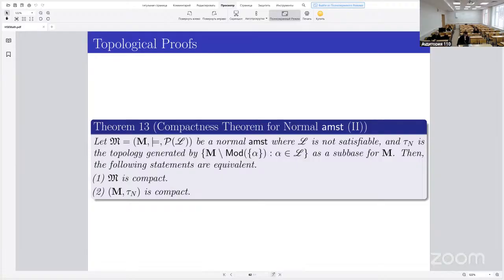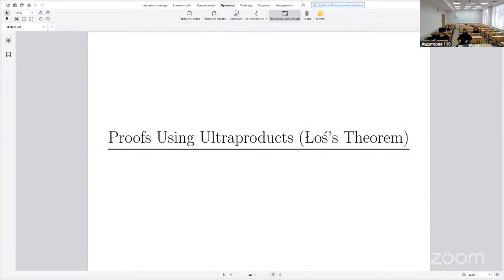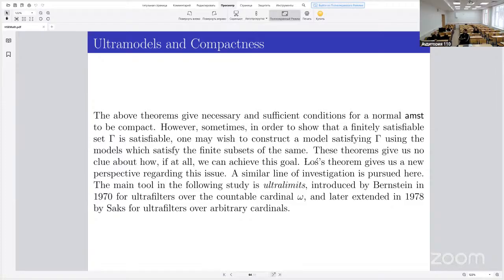Okay, so this, and then moving on to the ultraproduct proofs. The above theorems, these characterizations, I mean the two equivalences of compactness, give necessary and sufficient conditions for a normal MST to be compact. However, in order to show sometimes that a finitely satisfiable set gamma is actually satisfiable, one may wish to construct a model satisfying gamma using the models which satisfy the finite subsets of the set. These theorems give us no clue about how, if at all, we can achieve this goal.